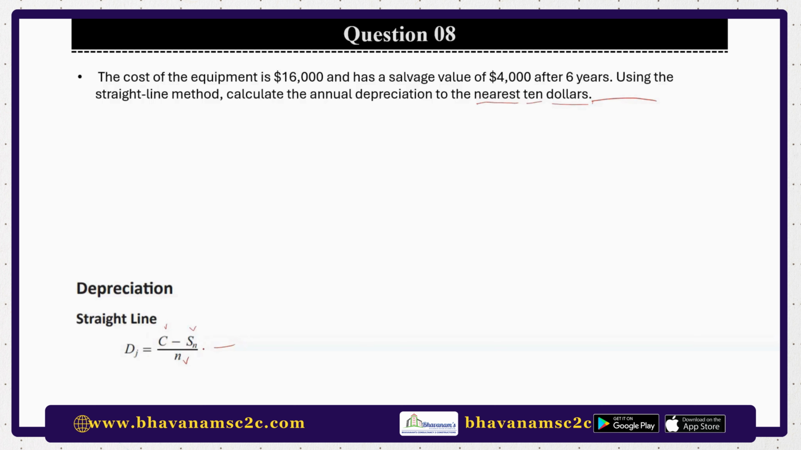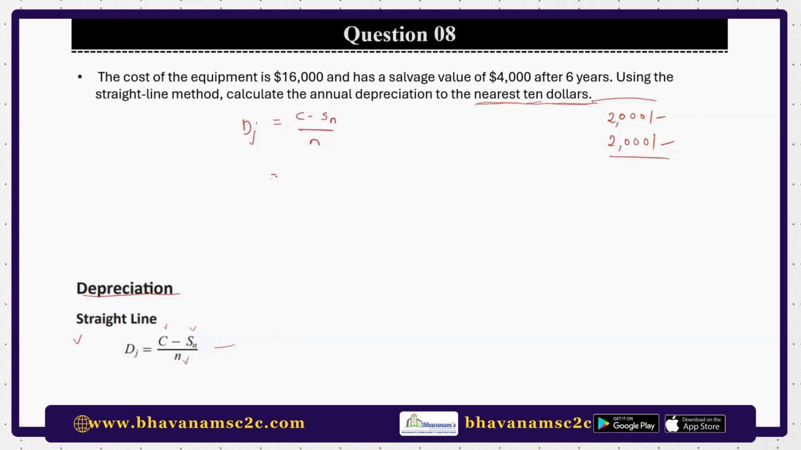With the help of the formula and the given data, I believe we are able to calculate the answer. Depreciation equals C minus Sn by N. This formula is available for you within the handbook. Use the word depreciation and it will take you to the page.